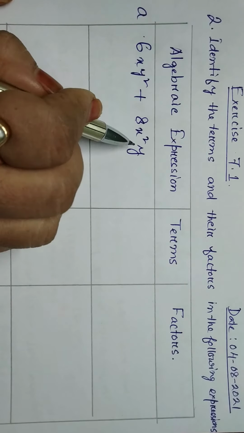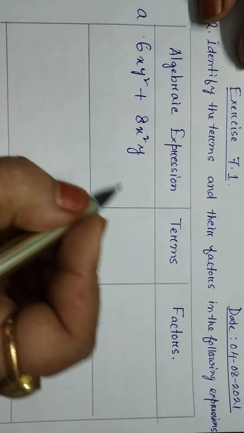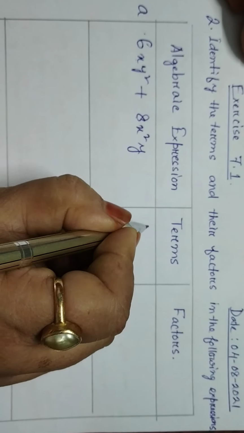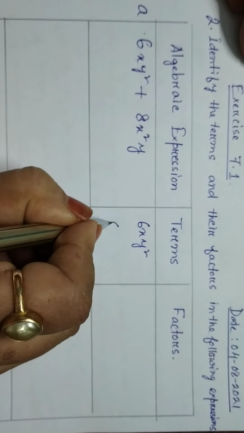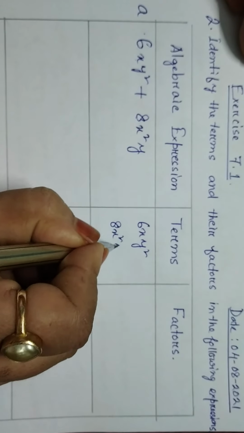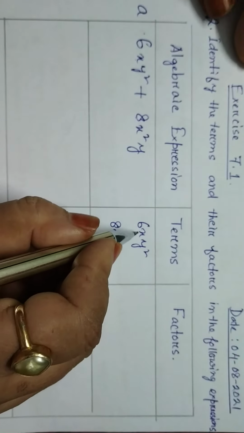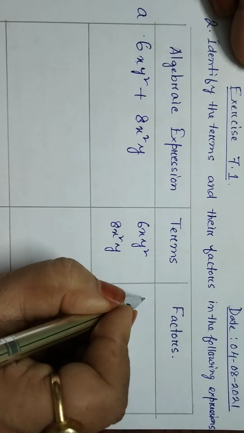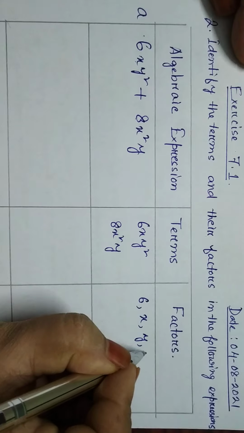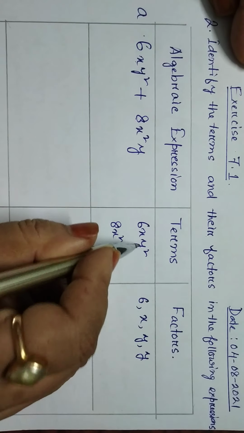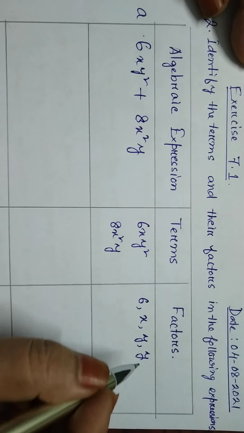Here how many terms are there? 2 terms. The first term is 6xy square. The second term is 8x square y. And in this term how many factors are there? One is 6, then x, then y, then y. Why? Y square means we multiply y 2 times.